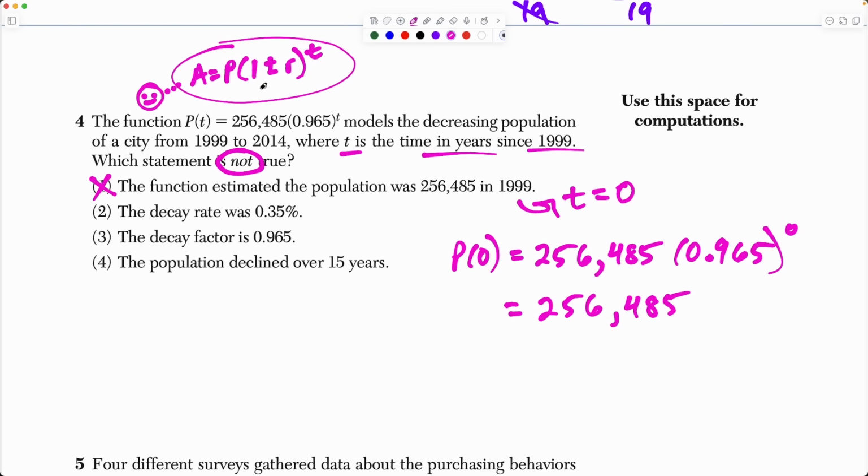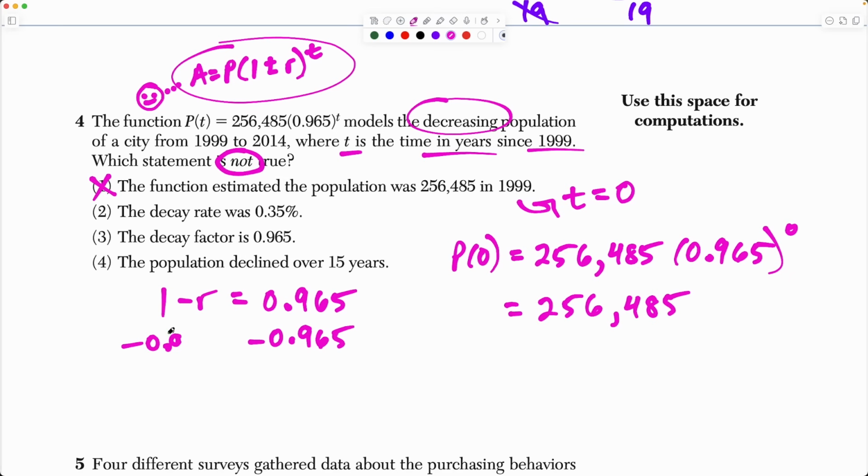In this case, since the population is decreasing, we're going to go with the minus case. So 1 minus r has to match up with 0.965. To solve this, I could subtract 0.965 on both sides. So we have a minus 0.965 on both sides.